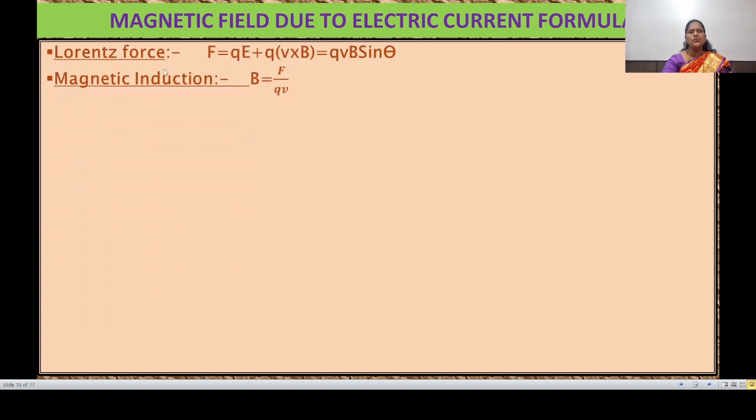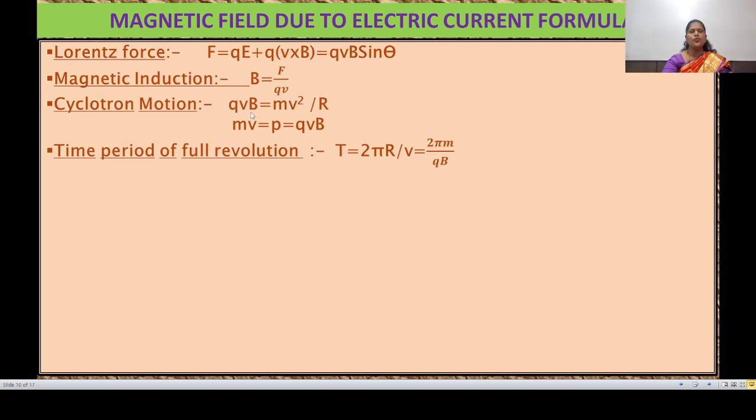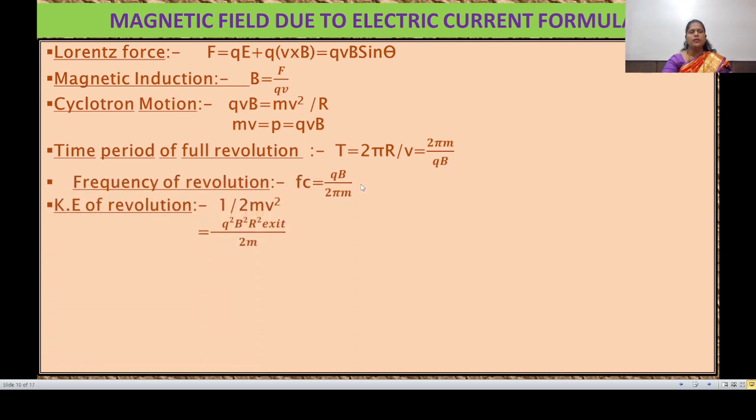First formula is the Lorentz force: F is equal to qE plus qv cross B, which is equal to qvB sine theta. Second is magnetic induction, B is equal to F upon qv. Third is cyclotron motion: qvB is equal to mv square upon r, where mv is equal to p, which equals qBr. The time period of a full revolution is T is equal to 2 pi r upon v, which is 2 pi m upon qB. The frequency of revolution is fc is equal to qB upon 2 pi m.